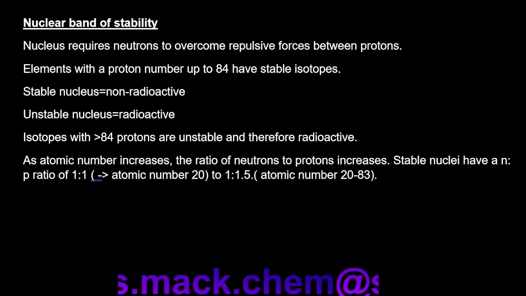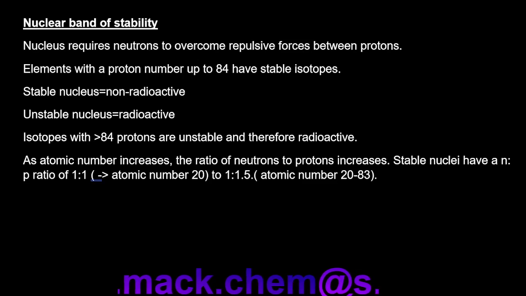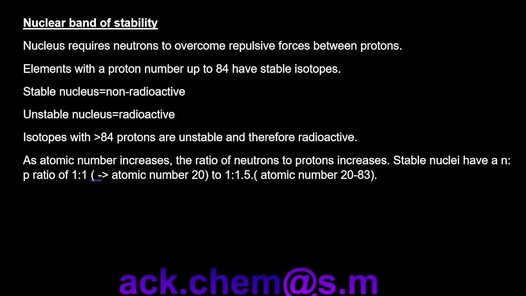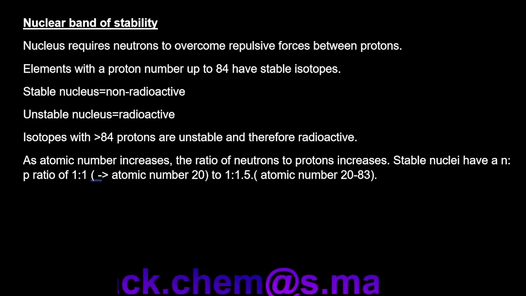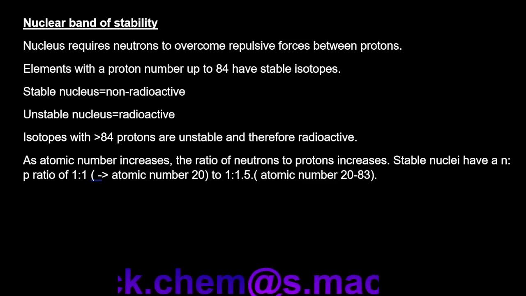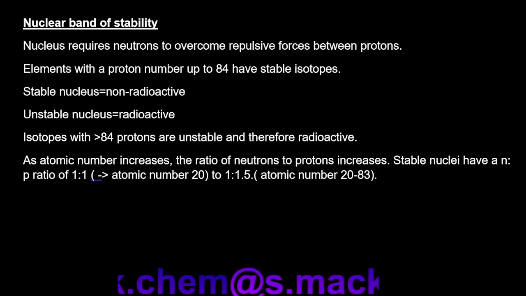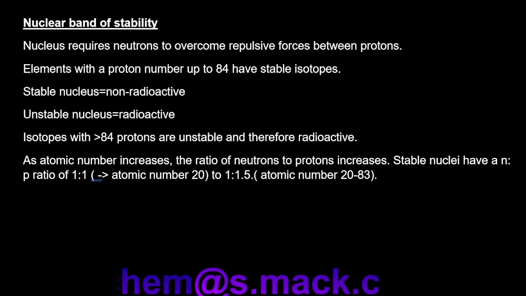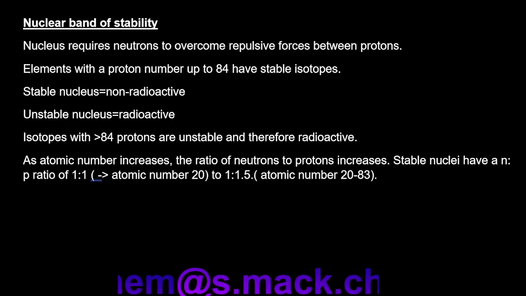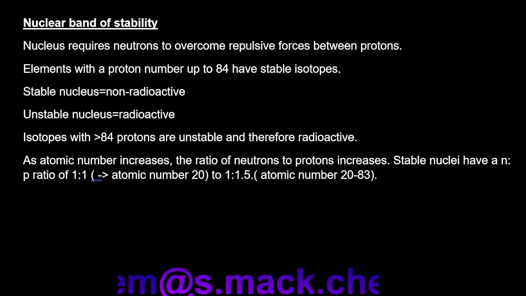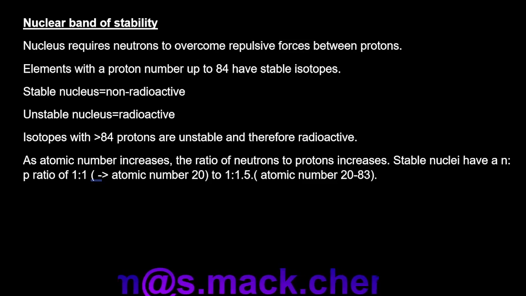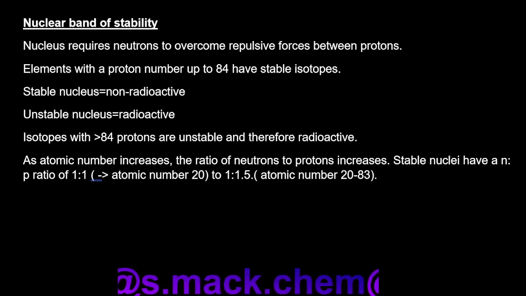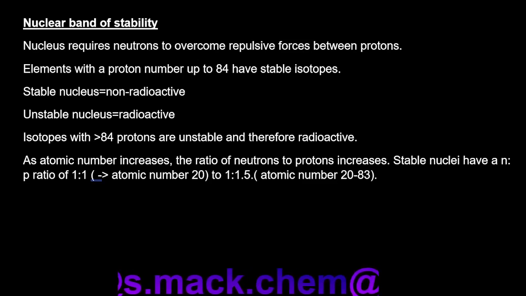We're going to take note of the last line because it pertains to the graph. It says, as atomic number increases and the number of protons increases in the nucleus, the number of neutrons must increase. Nuclei which are stable, that is non-radioactive, need to have a ratio of neutrons to protons between a 1-to-1 ratio to a 1-to-1.5 ratio.